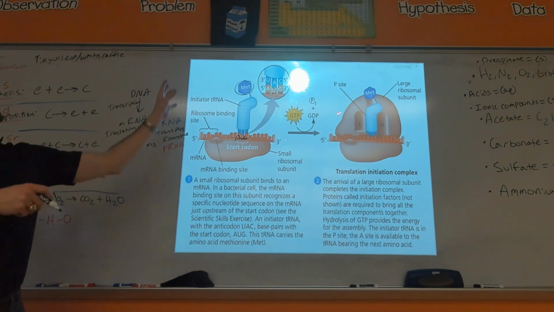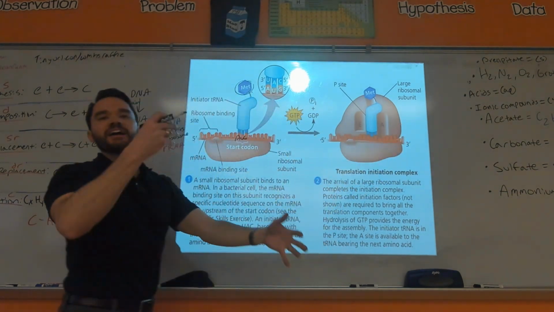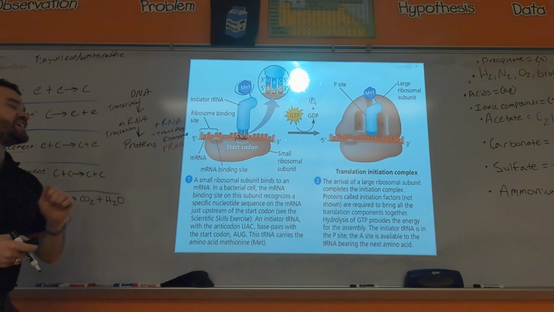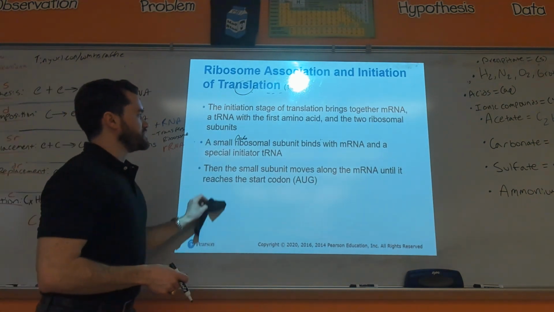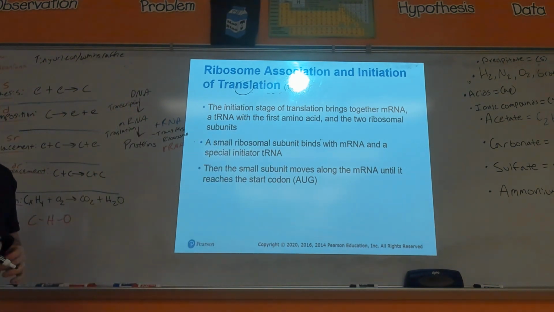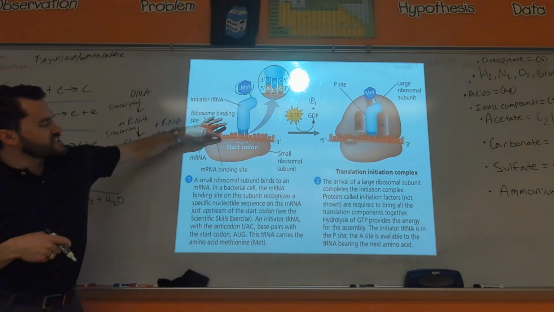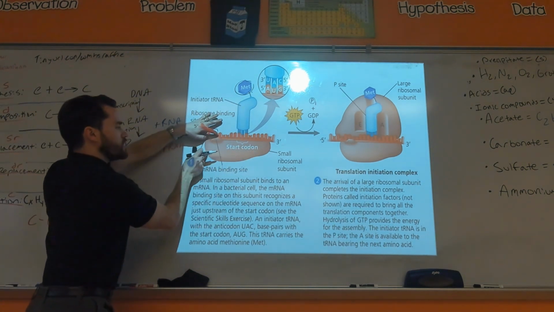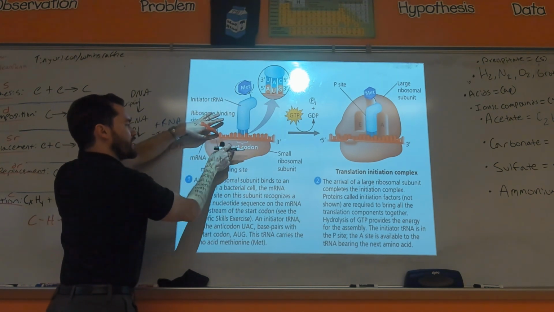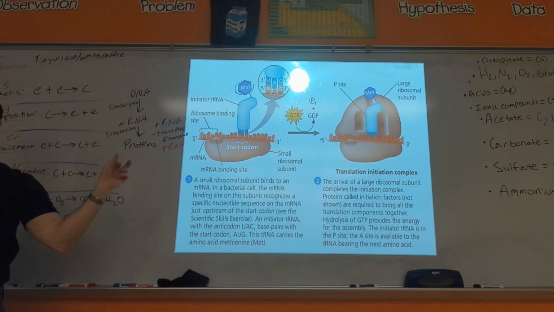Okay, so we call this whole complex of ribosome, mRNA, and all the other protein factors helping this to happen the translation initiation complex. It's worth pointing out, when this mRNA hooks into this notch, the small ribosomal subunit moves along the mRNA until it finds that start codon. Then that's when it knows, okay, we're in the right spot.